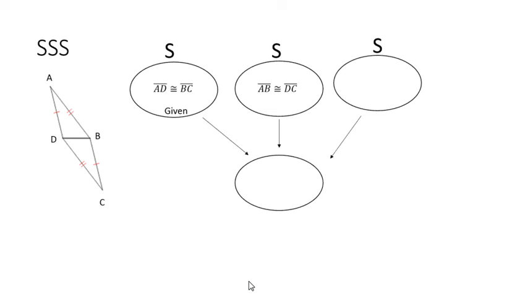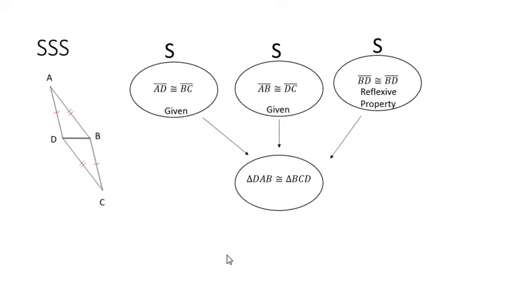The next side is AB is congruent to DC. Those both have two hash marks, and that was given also. And then the last side, BD is congruent to BD, and this has a special name. It's congruent to itself, and when you have something that's congruent to itself, it's called the reflexive property. That leads down to our conclusion, our final bubble at the bottom, that triangle DAB is congruent to triangle BCD.